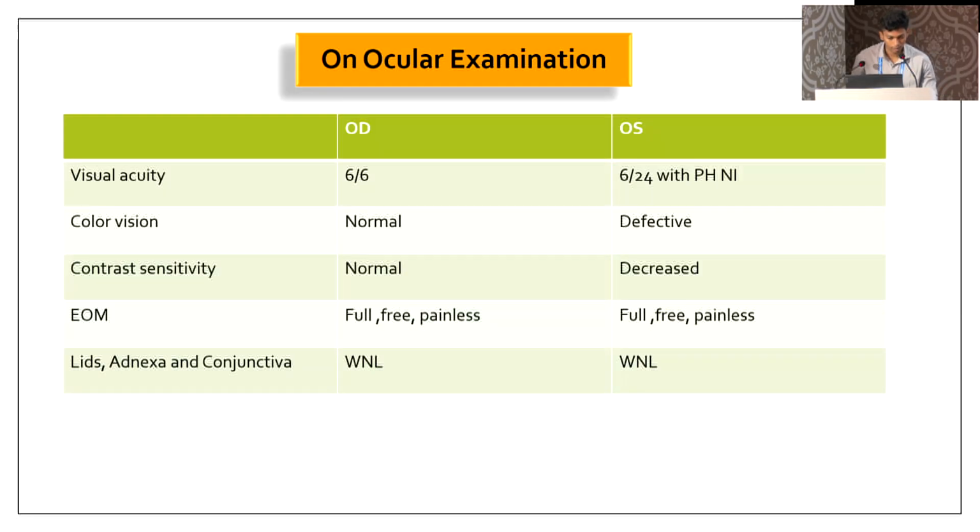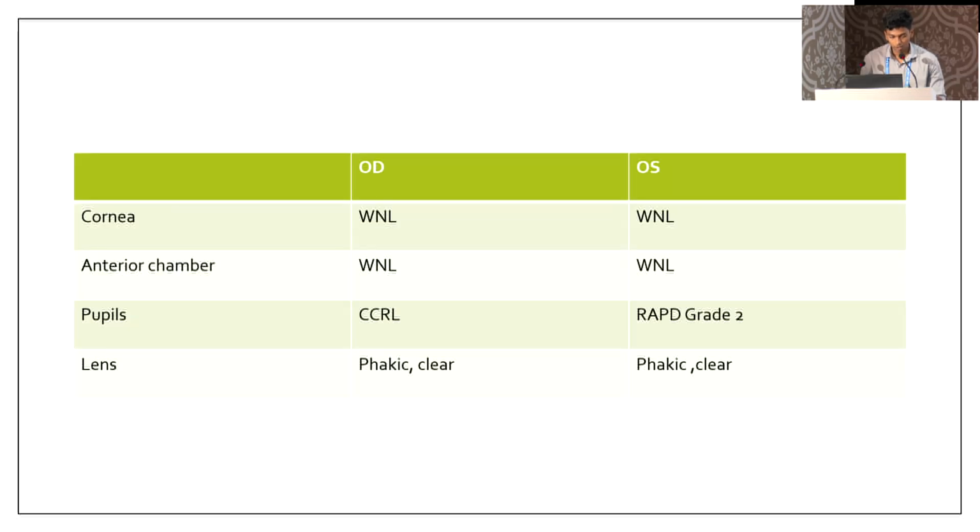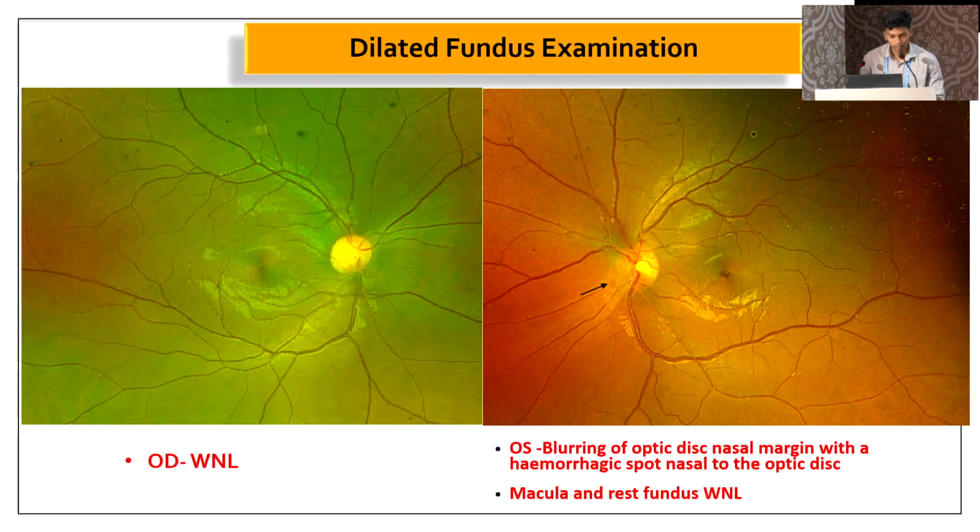On ocular examination, the right eye examination points were within normal limits. In the left eye, visual acuity was 6/24 with pinhole not improving. Color vision was defective. Contrast sensitivity was defective, and the extraocular adnexa and conjunctiva were within normal limits. The cornea and anterior chamber were within normal limits. Pupil showed left eye RAPD grade 2. The lens was clear. On fundus examination, the right eye was within normal limits, and the left eye showed blurring of the optic disc nasal margin with a hemorrhage spot nasal to the optic disc. The macula and the rest of the fundus were within normal limits.